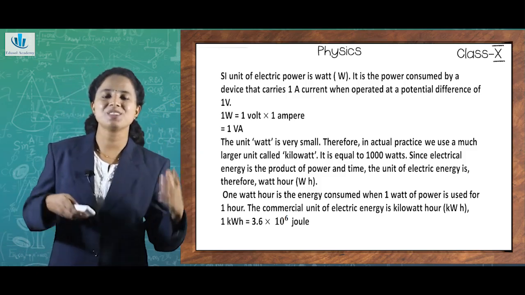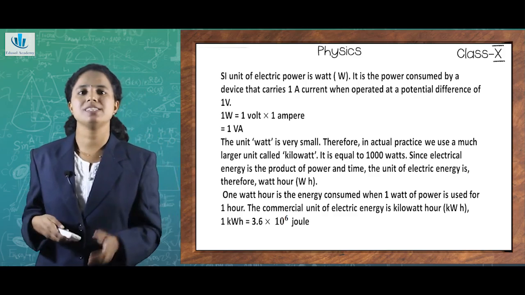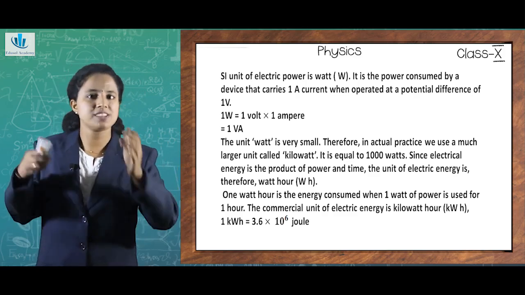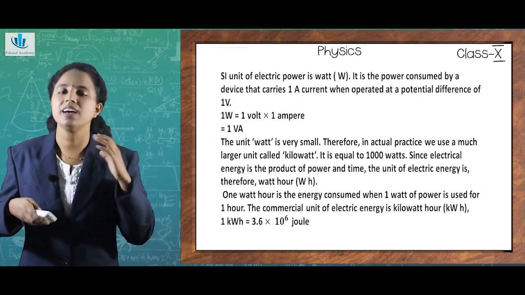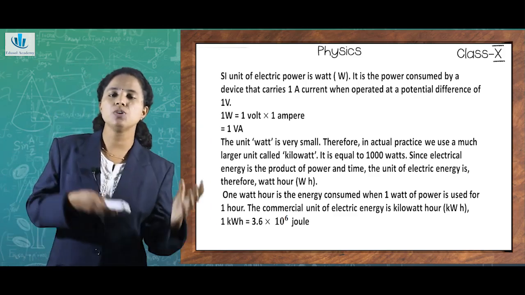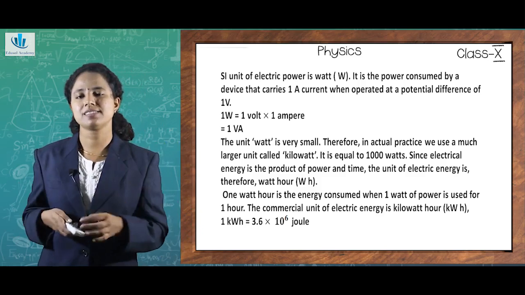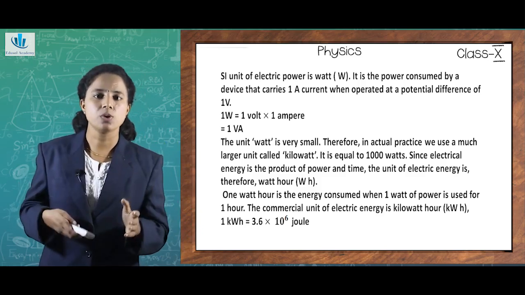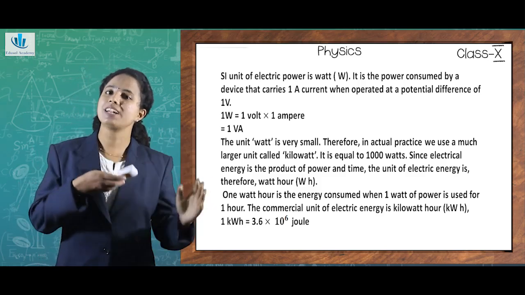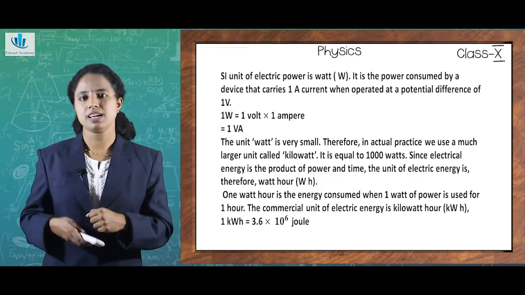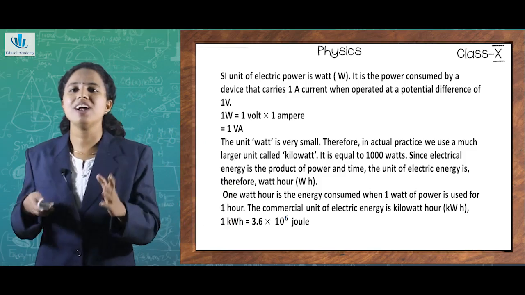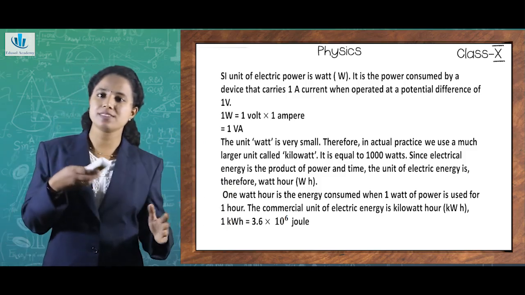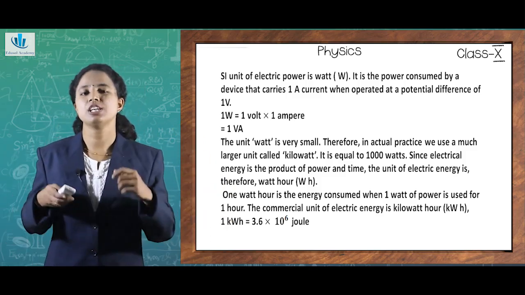So the commercial unit of electrical energy that we commonly use is the kilowatt hour. So instead of watt hour, we use a larger unit, the kilowatt hour. In terms of joules, I can write it as 1 kilowatt hour equals 3.6 into 10 raised to 6 joules. So 1 kilowatt hour and joules are related by the equation 1 kilowatt hour equals 3.6 times 10 raised to 6 joules.